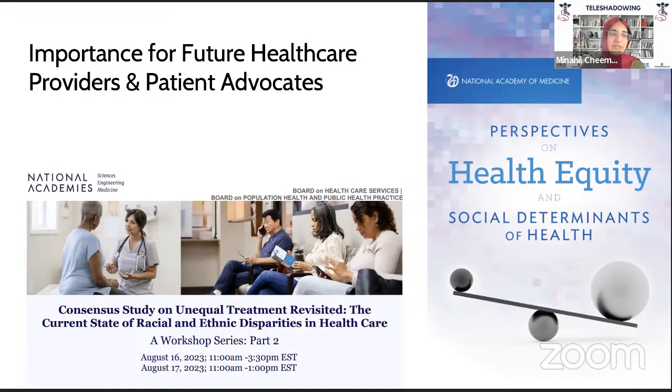And then, this is important to know as future healthcare providers and patient advocates, we need to call for collective action across all sectors to reverse the often debilitating and sometimes lethal consequences of health inequity.